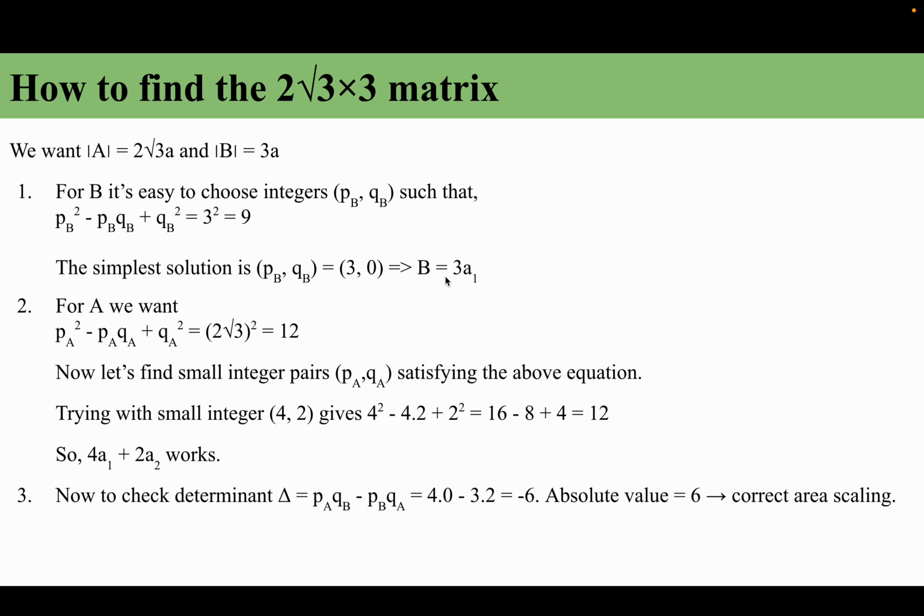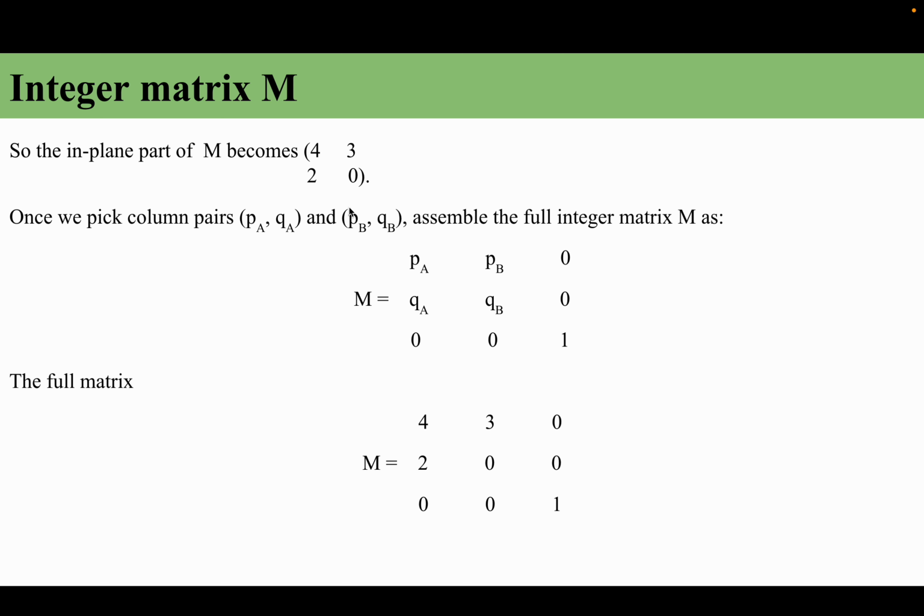That means we can simply write it as 3a1 plus 0a2. In a similar way we have written this submatrix. Now we can pick the column pairs PA, QA and PB, QB and assemble them in the integer matrix M. So our integer matrix will become PA PB 0, QA QB 0, 0 0 1. This way we have kept these values of PA, PB and QA, QB here. So you see that our integer matrix now becomes 4, 3, 0, 2, 0, 0, 0, 0, 1.